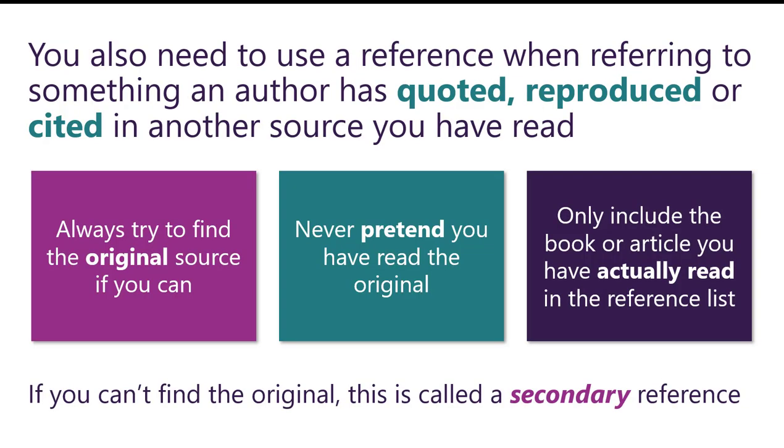You also need to use a reference if referring to something an author has quoted, reproduced or cited in another source you've looked at. This would be called a secondary reference. In that circumstance, you should always try to find the original source if possible to confirm what was written in the source you read and ensure the original was not misrepresented in any way. If you can't find the original, don't pretend you have. Make it clear in the writing that it's a secondary reference. I'll give some examples of how to do this in the next video. Only include the book or article you've read in your final reference list.